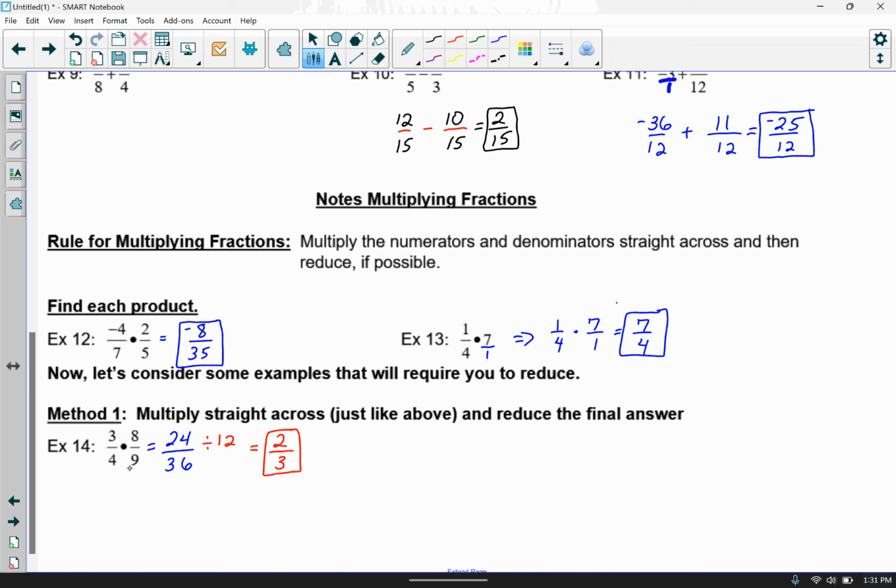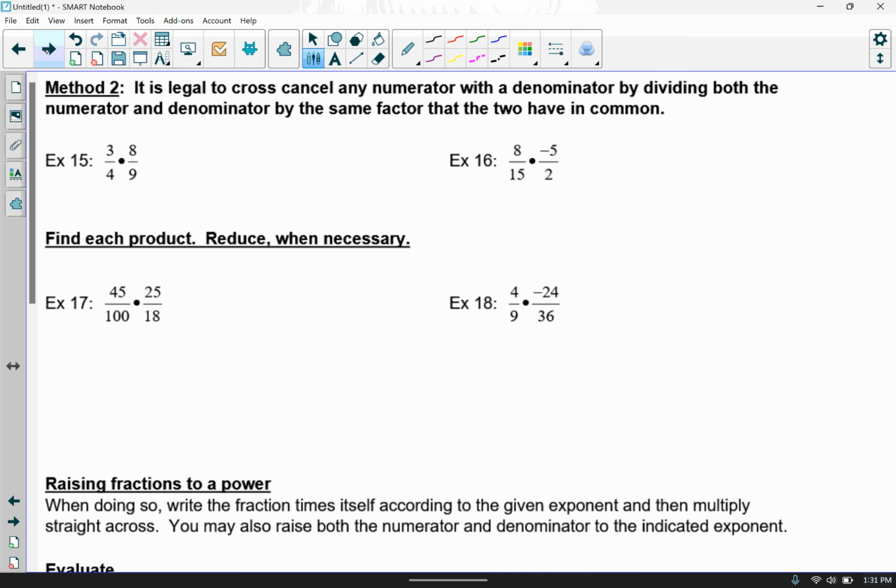If you'll notice, in this particular example, the 4 and the 8 are diagonal from one another, and because they're diagonal from one another, it is illegal for me to cancel them out if they have something in common. Likewise with the 3 and 9, they're diagonal from one another, and 3 and 9 have a factor in common. I could divide both of those by 3's. So anytime something is diagonal or top and bottom from one another, you can always cancel out. You just can't cancel out two tops together or two bottoms together. So let's flip over and look at example 15.